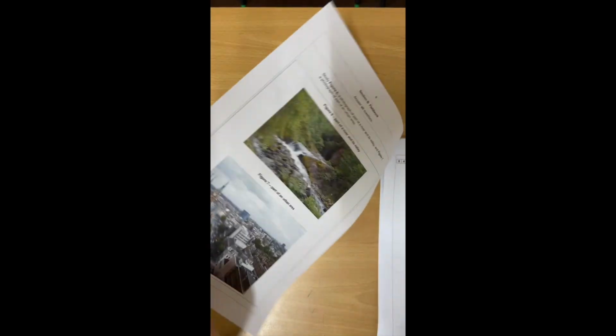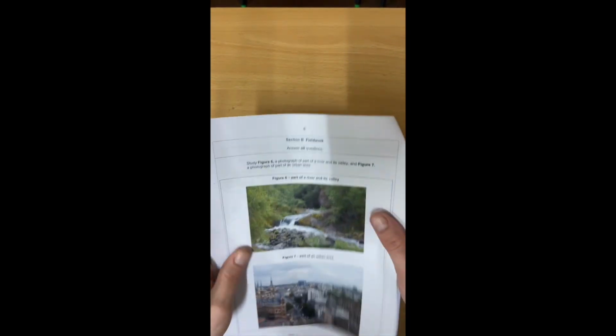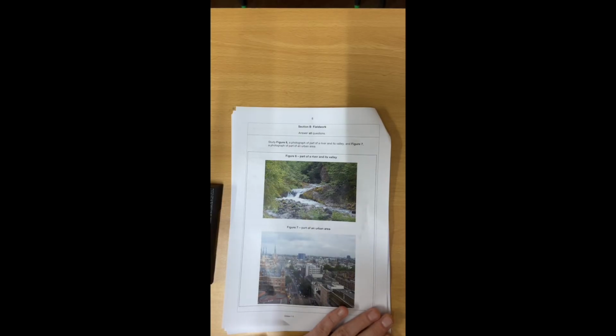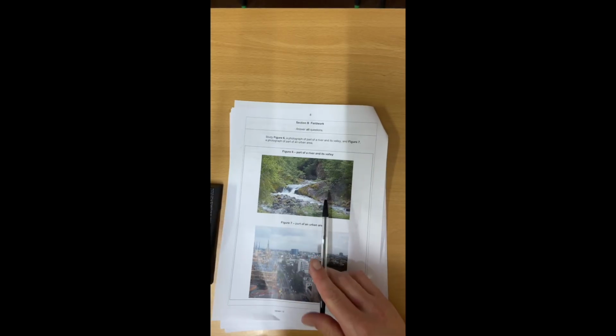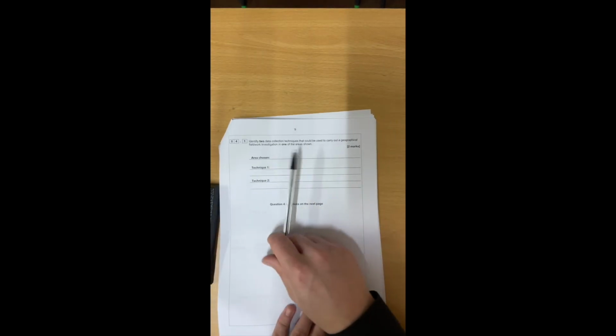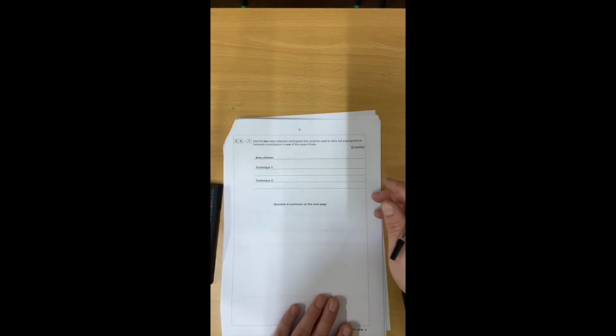So that's the first half of the paper sorted. The second half is field work. So you need to completely think, right, done, everything to do with the pre-release. I'm going on to field work now. So first thing, you got photographs, physical geography study, it's a river, human geography study, urban area. All right, and it's asking you 2 data collection techniques that you could take out. All right, for one of these areas.